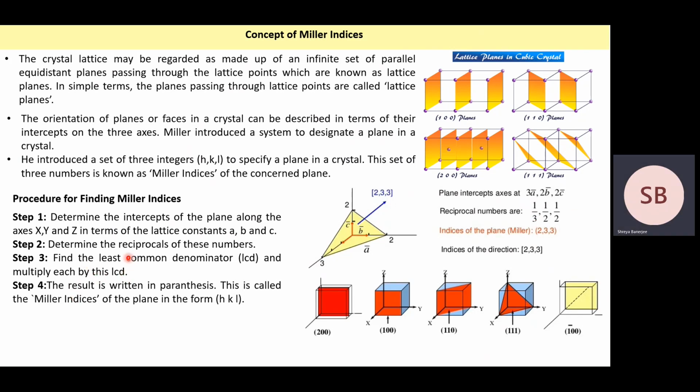The third step is to multiply each of these reciprocals by the least common denominator. So the least common denominator of 3 and 2 is 6. So if you multiply 1 by 3 by 6, it becomes 2, and 1 by 2 by 6, it will become 3. And the final step is that these integers are written in brackets like this. So first brackets, and they are separated by, you can put commas or you cannot put commas, but you put the integers in first brackets. So the Miller indices of this plane is (2, 3, 3).